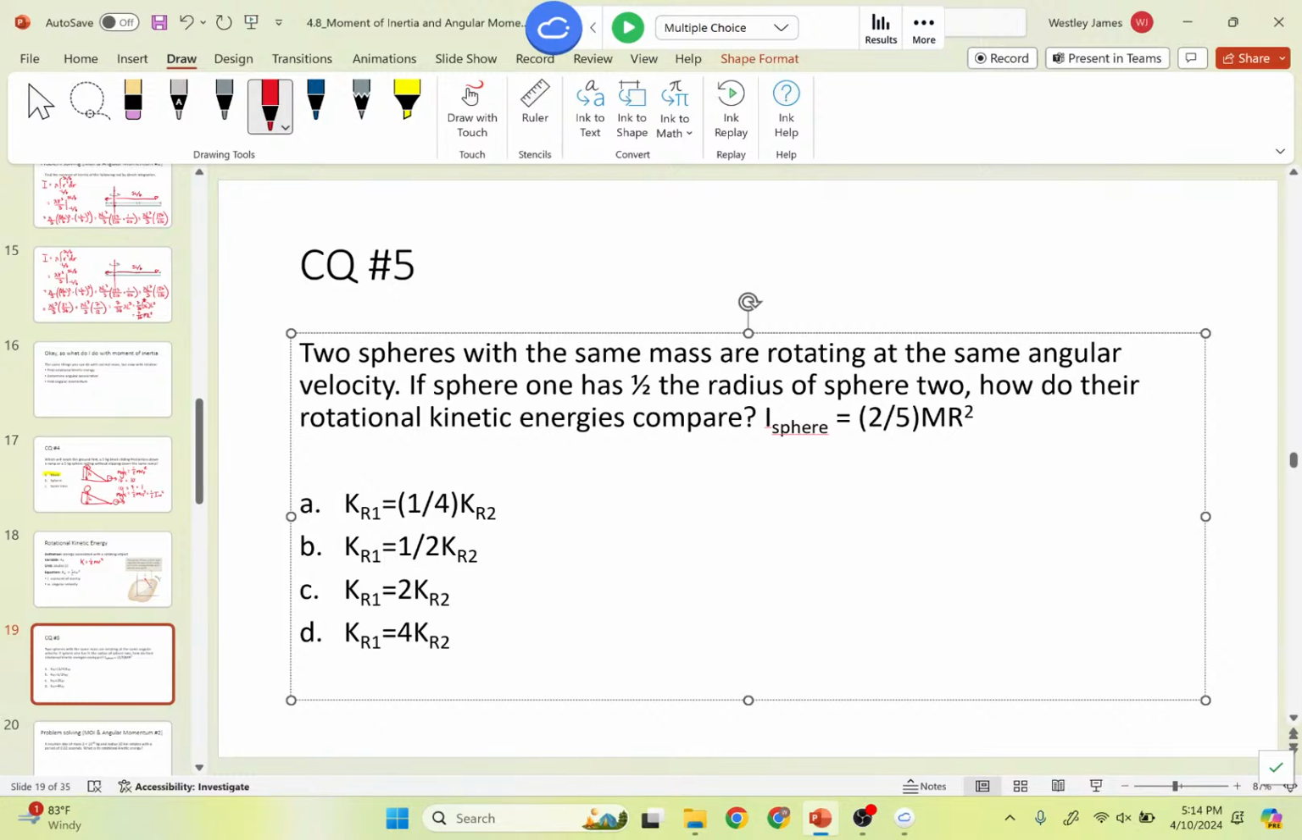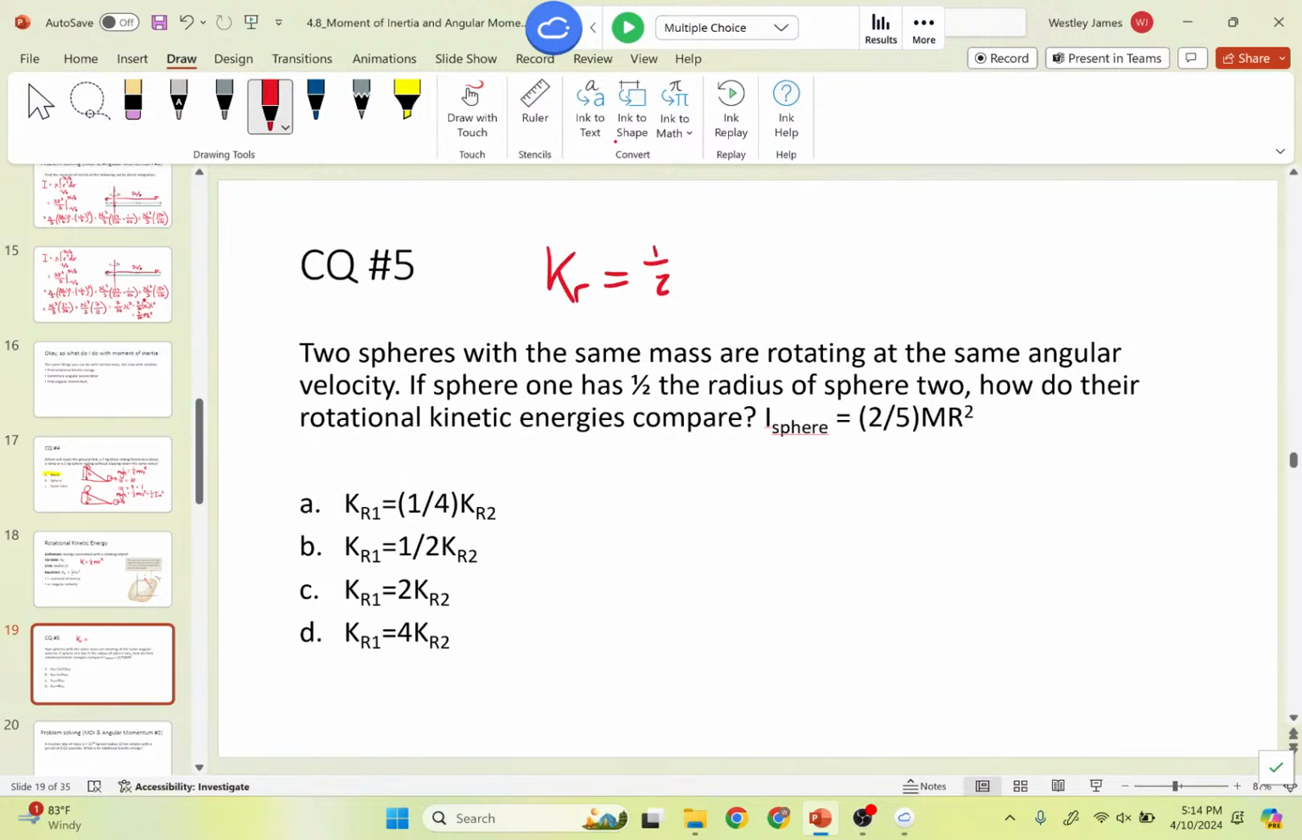And because I like you all so much, here's the equation for rotational kinetic energy: 1/2 I omega squared. What happens to the energy if you have half the radius? Is it more? Is it less?